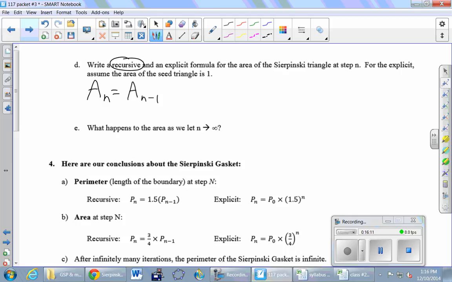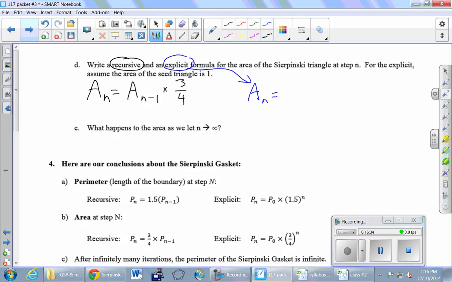So what this says, if you want to get the area, you look at the area one step before, and now we'll adjust it. What do you do to the area from one step before? You multiply it by 3/4. There's your recursive formula. Okay, so that's the recursive. Now we'll do the explicit.